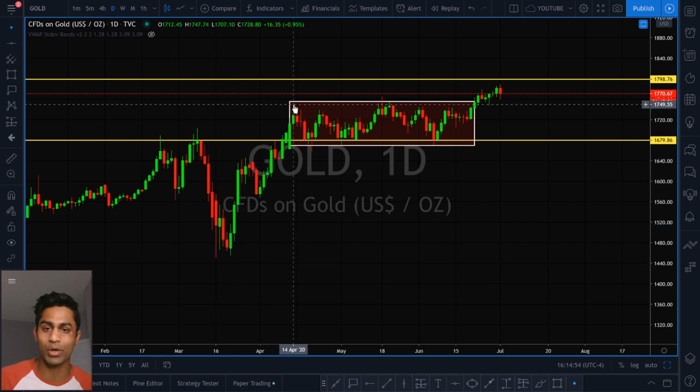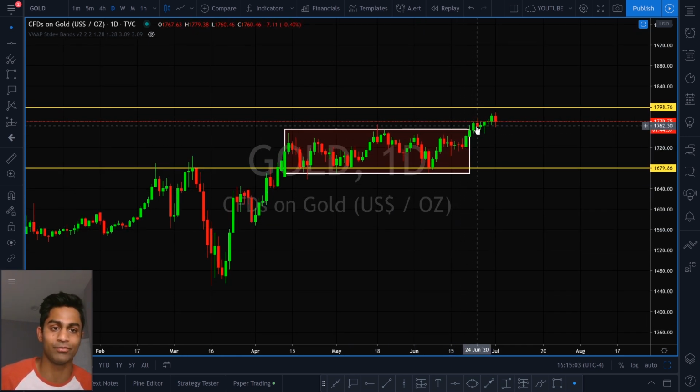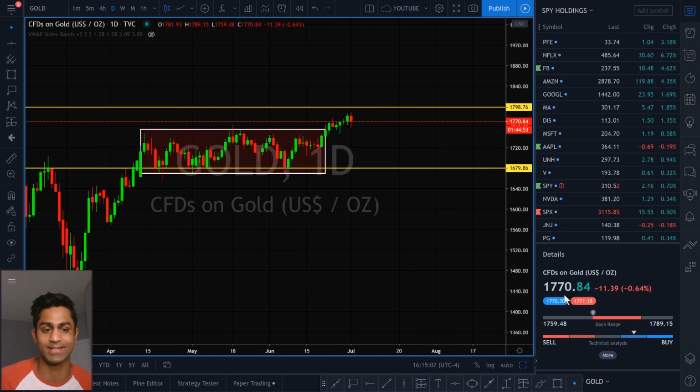Then it finally broke out of that level and consolidated. This old resistance started to act as new support for the price of gold, and then it finally broke out of that resistance at 1760, and now it's trading at around 1770. Today it's down about 64 basis points.